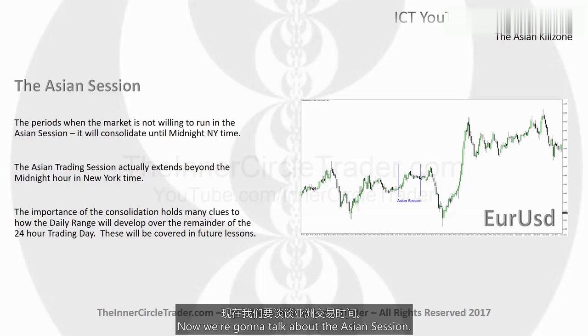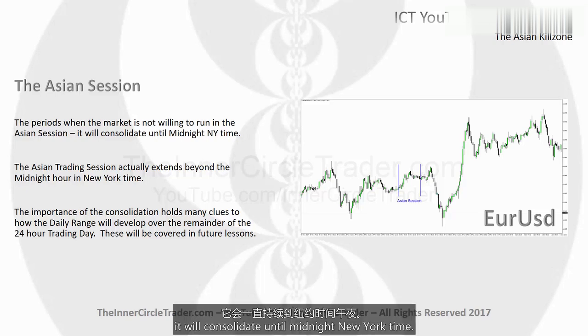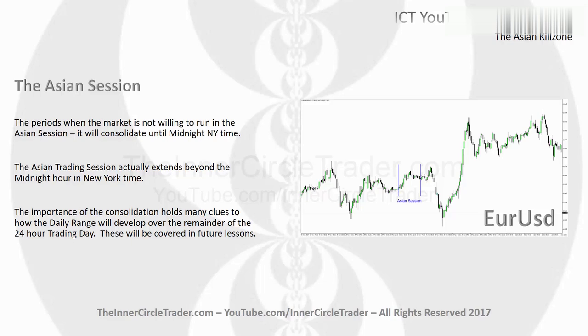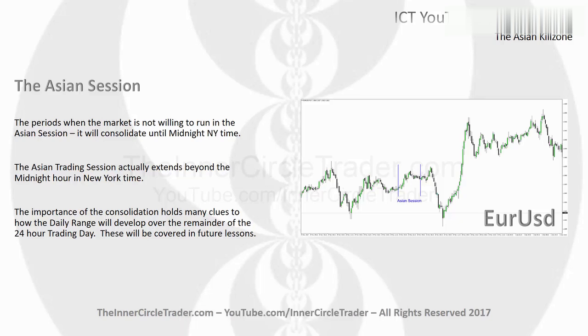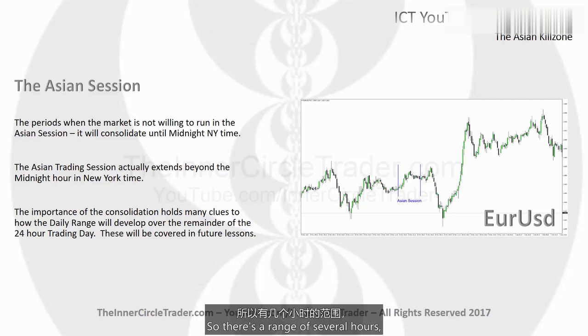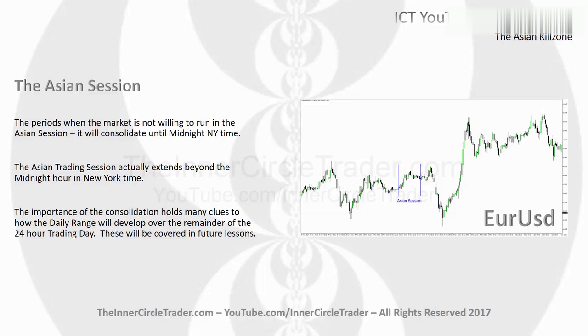Now we're going to talk about the Asian session. Now, the periods when the market is not willing to run in the Asian session, in other words, there's not going to be an optimal trade entry pattern, it will consolidate until midnight New York time. Now, the Asian trading session actually extends beyond the midnight hour of New York time, but I focus specifically in the realm of the Asian Open to midnight. So there's a range of several hours that I deem as the Asian session for my trading, even though it does trade past midnight New York time.